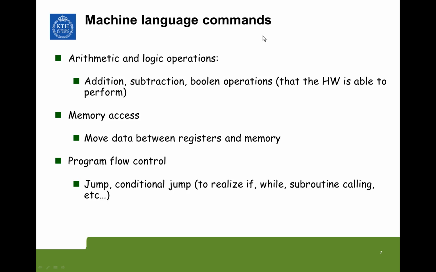What kind of commands or instructions will our machine language contain? Well, we need arithmetic and logic operations like addition, subtraction, Boolean operations. These will be operations that our hardware is able to perform. Then we need instructions for memory access to move data between registers and memory, and for program flow control. We will have simple program flow control instructions like jump and conditional jump, and higher-level languages will use these to realize some more complicated flow control.